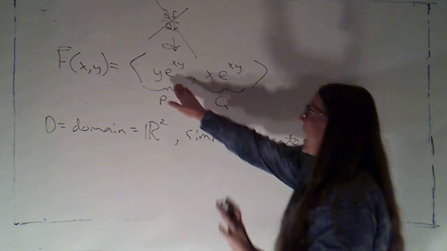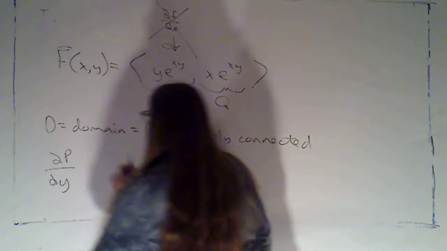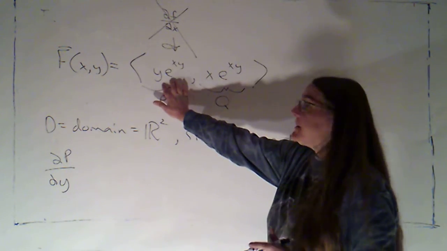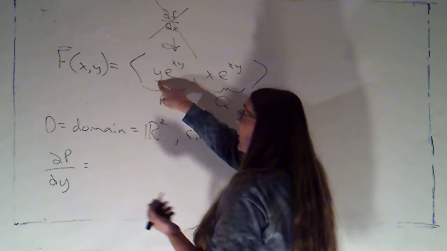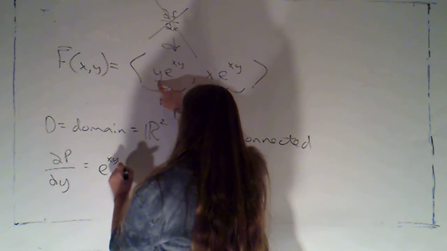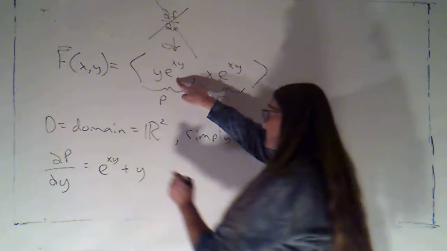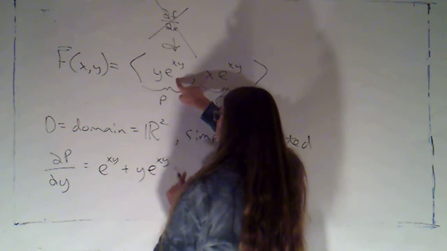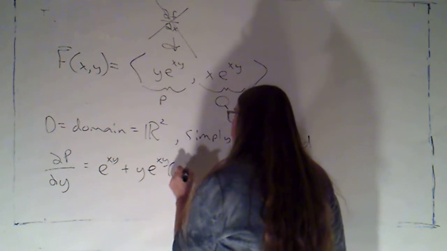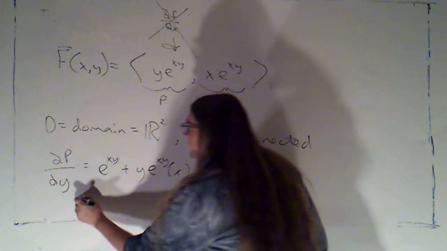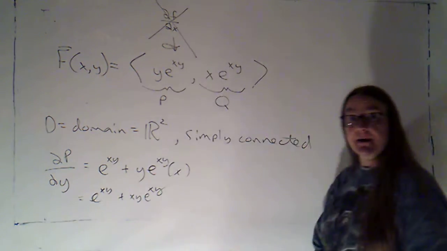Okay, so I'm hoping that already is, so I'm going to take the partial of p with respect to y, which means it looks like I'm using product rule. So the partial of y with respect to y is just 1 times e to the xy plus y times the partial of e to the xy, which would be e to the xy. Chain rule, the partial derivative of xy with respect to y would just be x. So that's going to give me e to the xy plus xy e to the xy.